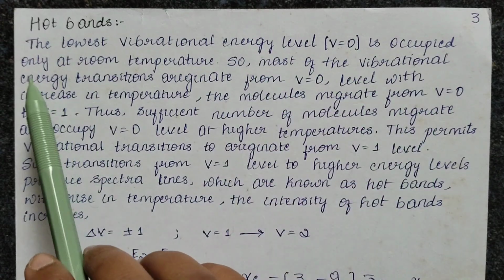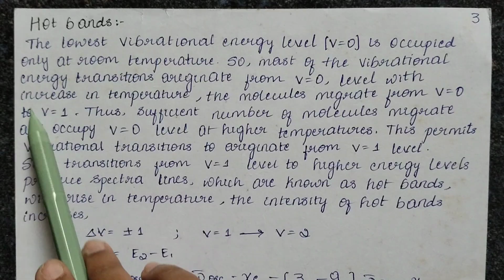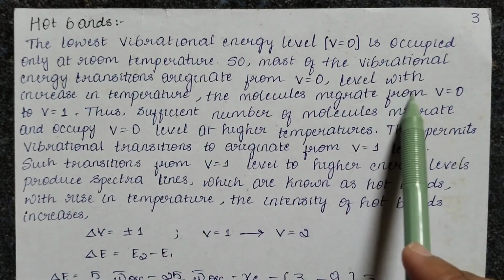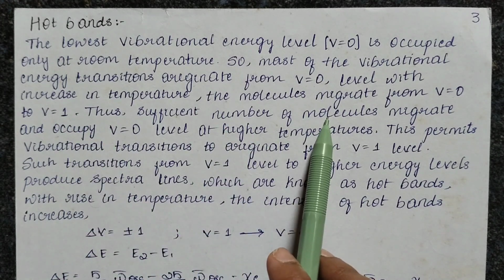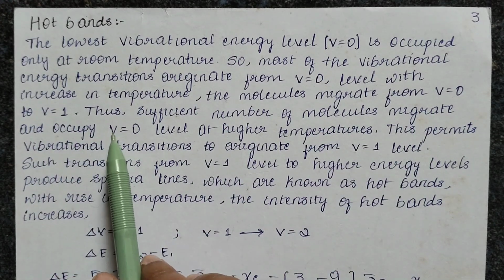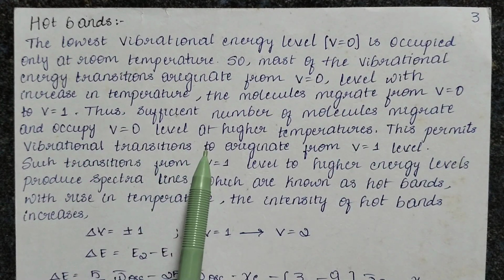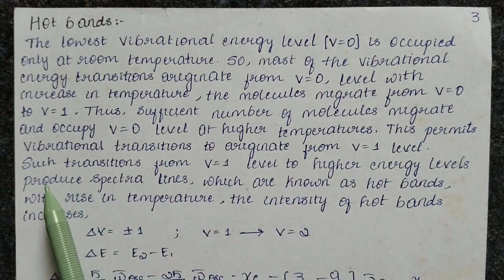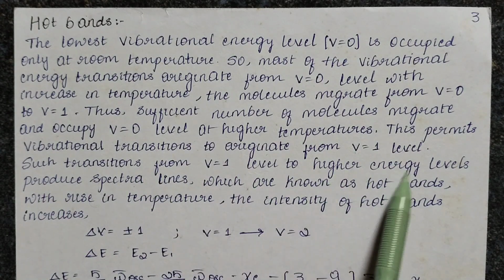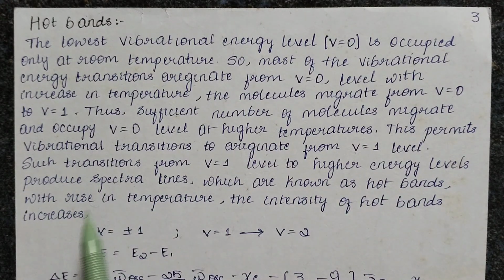So most of the vibrational energy transitions will originate from the V is equal to 0 level. With increase in temperature, the molecules will vibrate from V is equal to 0 to V is equal to 1, and thus a sufficient number of molecules will migrate and occupy the V is equal to 1 level at higher temperature. This permits vibrational transitions to originate from the V is equal to 1 level. Such transitions from the V1 level to a higher energy level produce spectral lines, which are known as hot bands. With rise in temperature, the intensity of hot bands also increases.